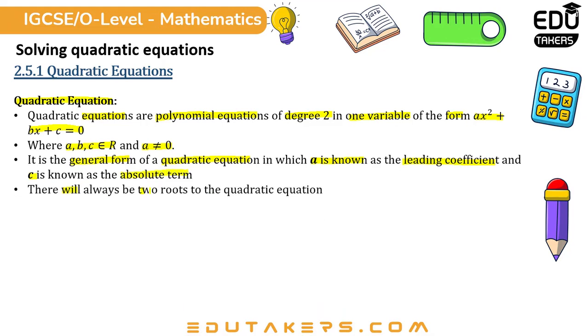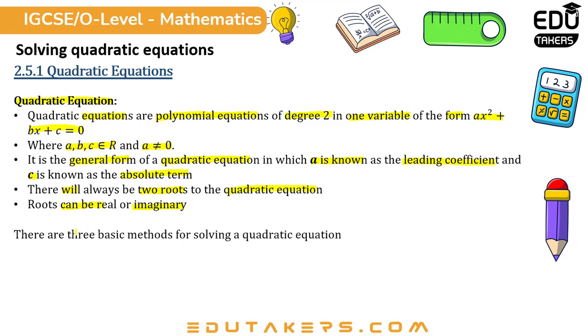There will always be two roots to the quadratic equations. Roots can be real or imaginary. There are three basic methods for solving a quadratic equation: completing square, factorizing, and quadratic formula.